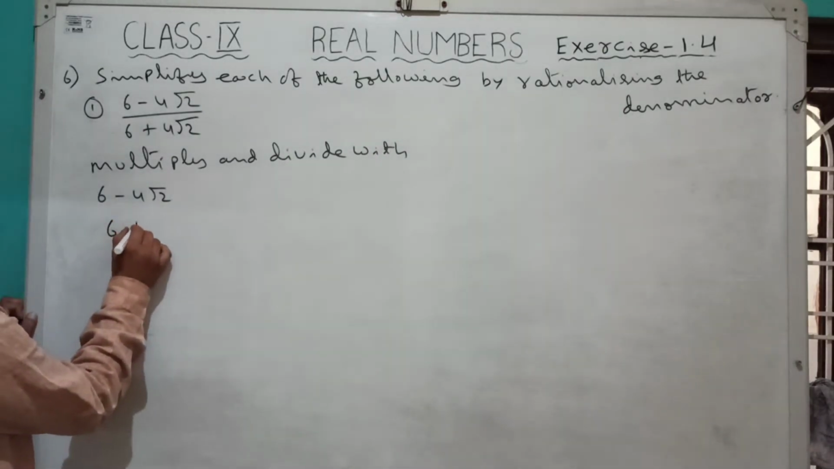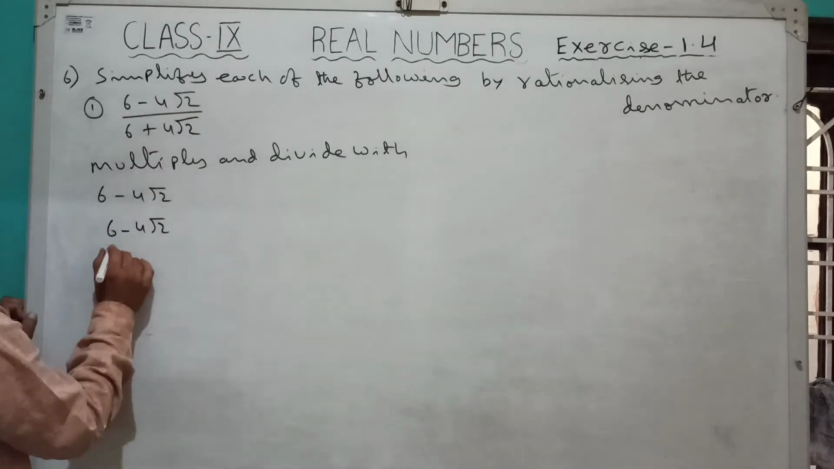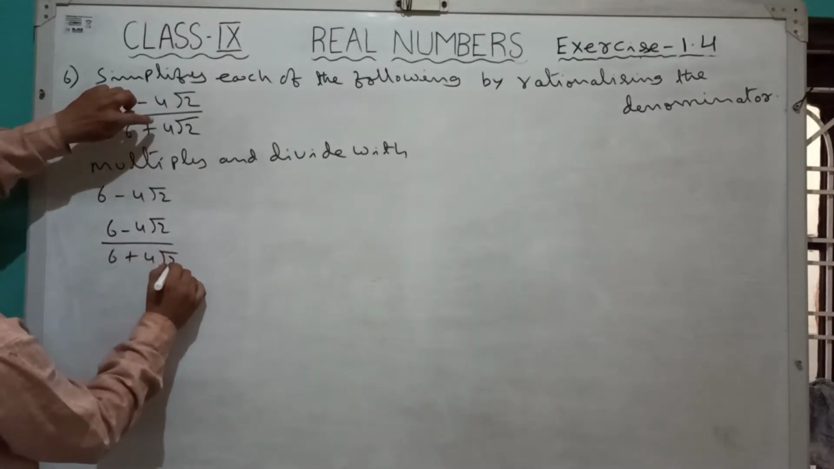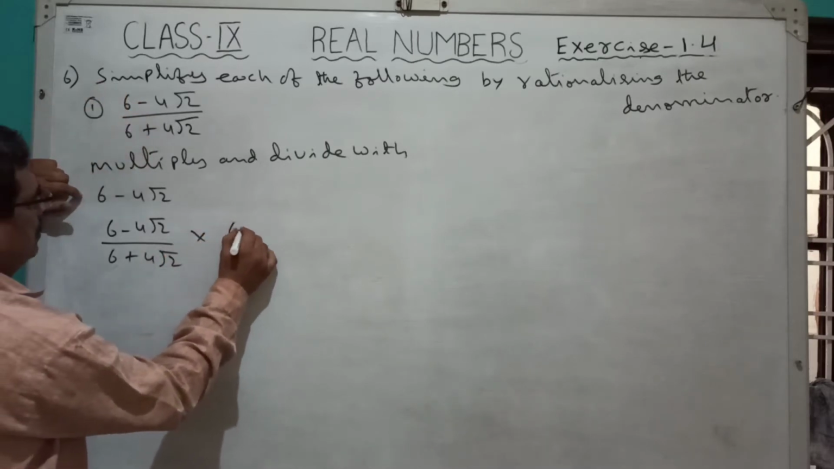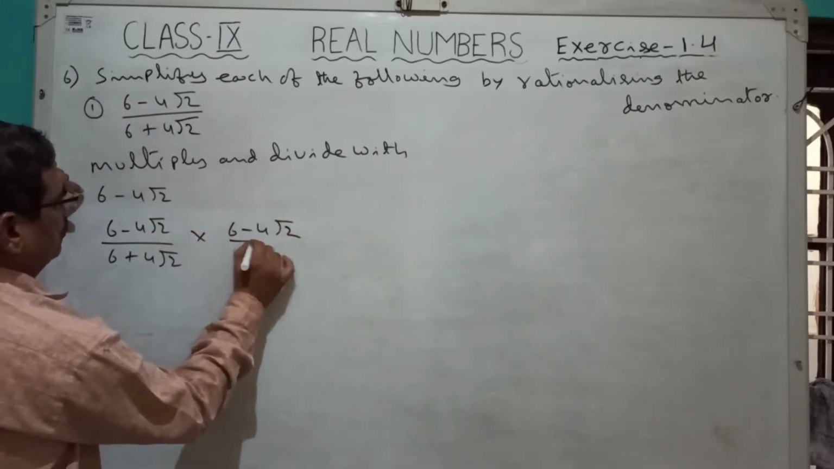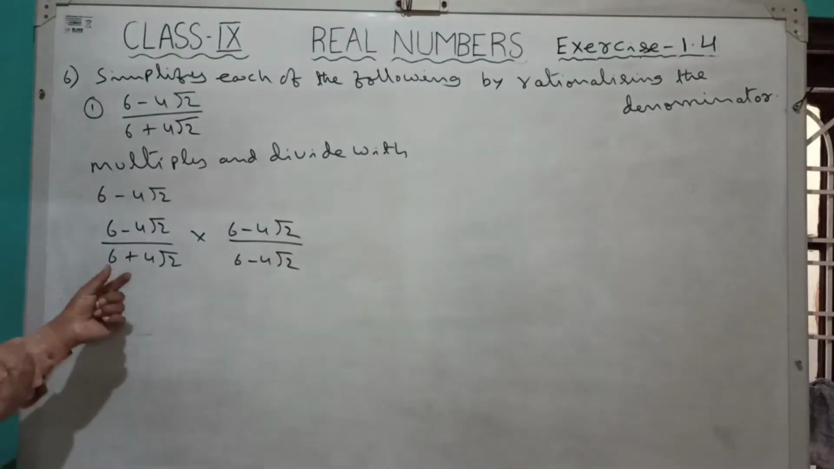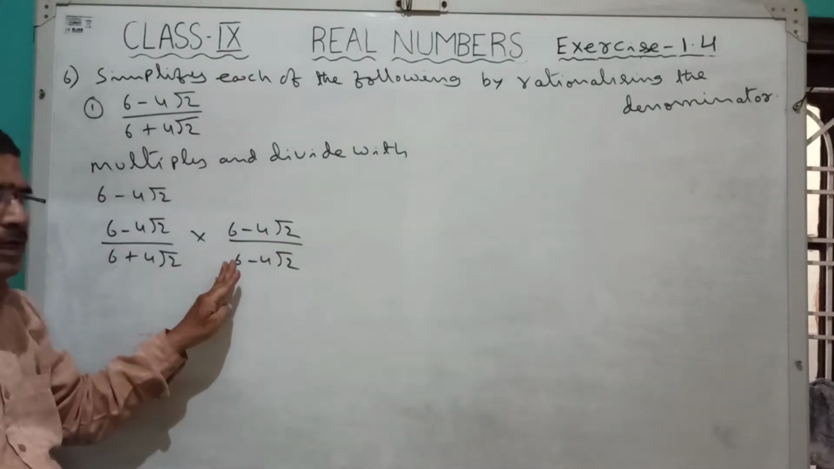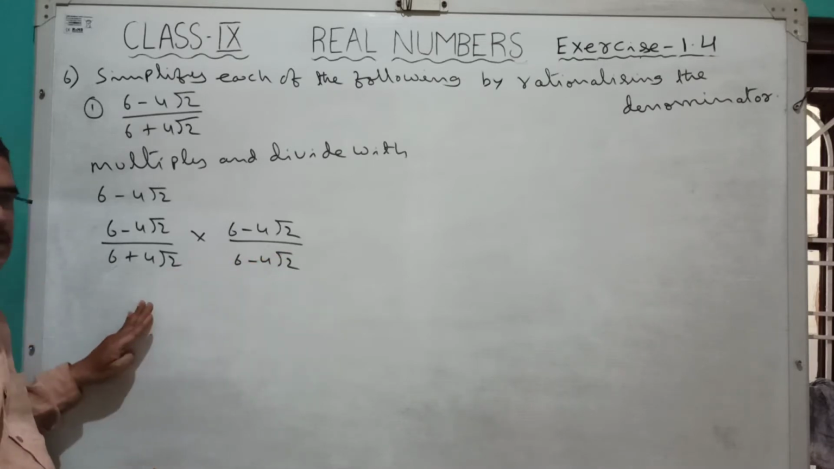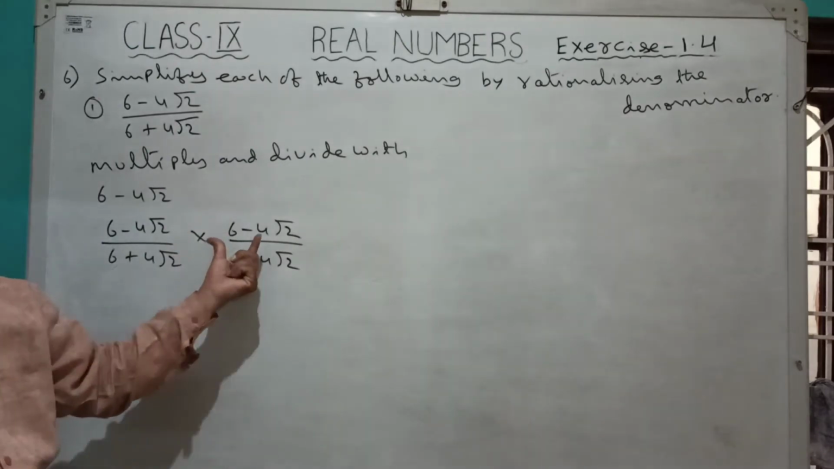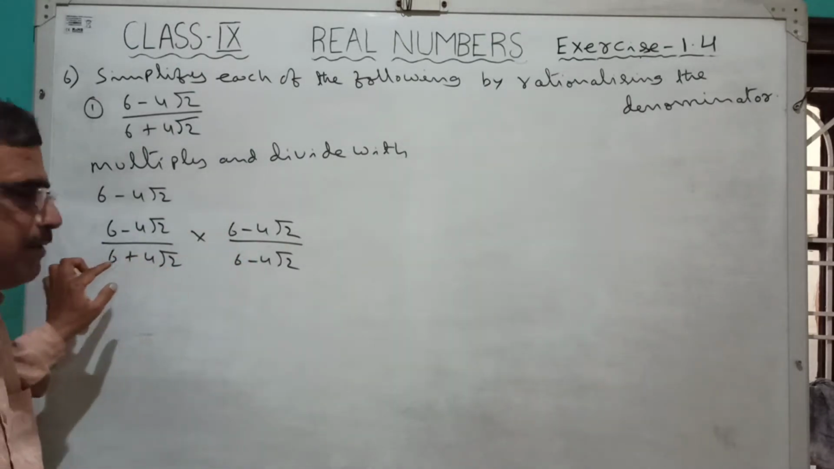So, (6 minus 4 root 2) by (6 plus 4 root 2) into (6 minus 4 root 2) by (6 minus 4 root 2). Here a plus b is there. If I write a minus b, then the result is a square minus b square. The root will get cancelled. That is the only secret in this question.